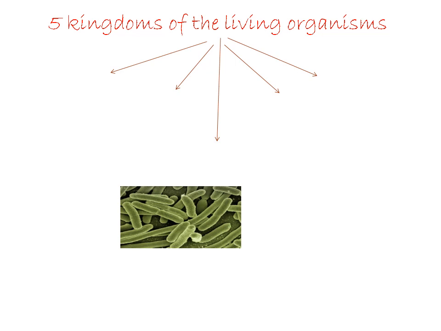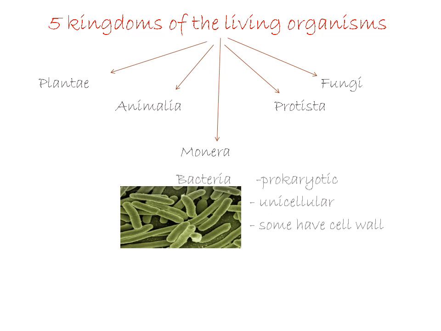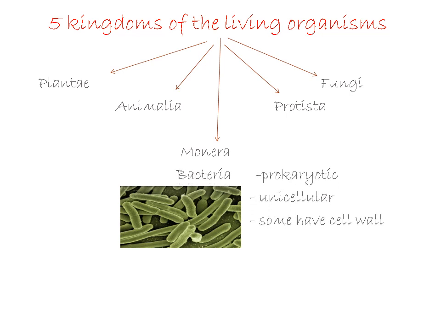Let's begin with the 5 kingdom classification. According to this classification, living organisms can be classified into 5 kingdoms that include Plantae, Fungi, Animalia, Protista, and Monera. Bacteria belong to the kingdom Monera. These organisms are prokaryotic as well as unicellular in nature, and some of them have a cell wall too.